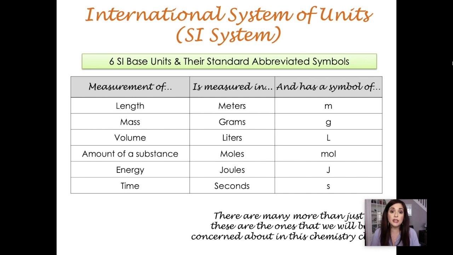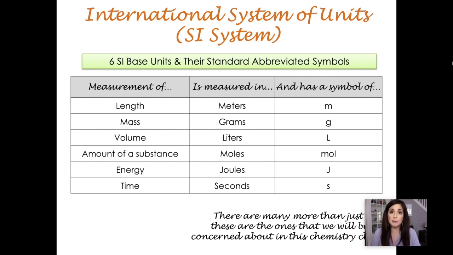Mass, the base unit is the gram. Something that's about 1 gram would be like a paperclip or something like that. And we can add prefixes to that to make those units either bigger or smaller, which we'll talk about in a second. Grams has a symbol of a lowercase g. Volume is the liter. Liter is kind of similar to like a quart.